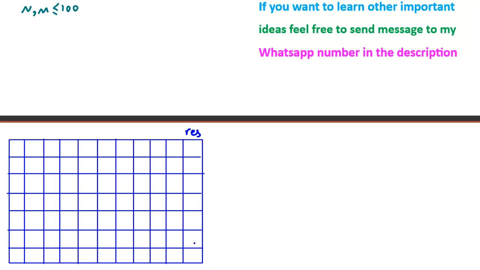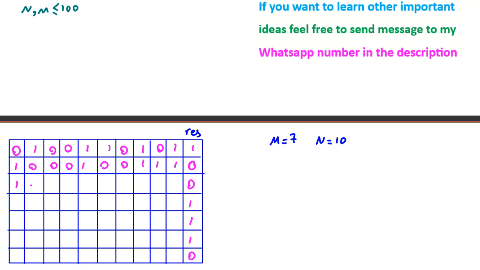Suppose the last column is the result. So for this one, 1, 2, 3, 4, 5, 6, 7. M is 7, the number of conditions. And 1 through 10, so N is 10. So let's fill this table. For example, 0, 1, 0, 0, 1, 1, 0, 1, 0, 1. Then 1, 0, 0, 0, 1, 0, 0, 1, 1, 1. For example, this one is 1, this one is 0, and this one is 0. For example, 0, 1, 1, 1, 0.